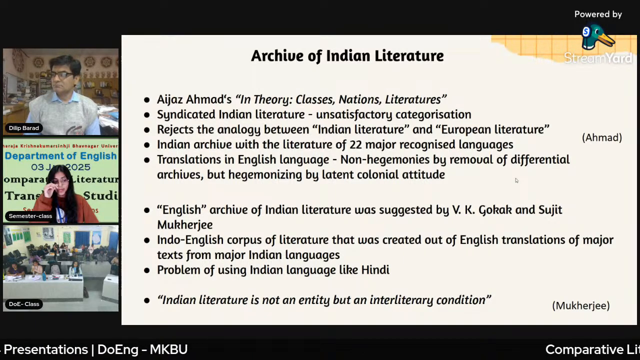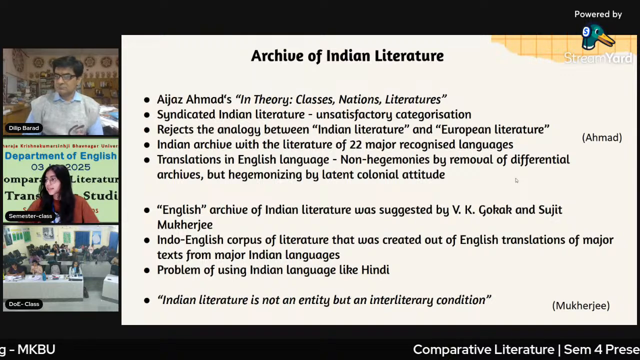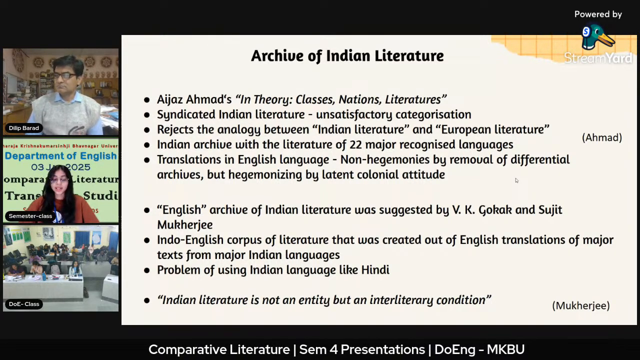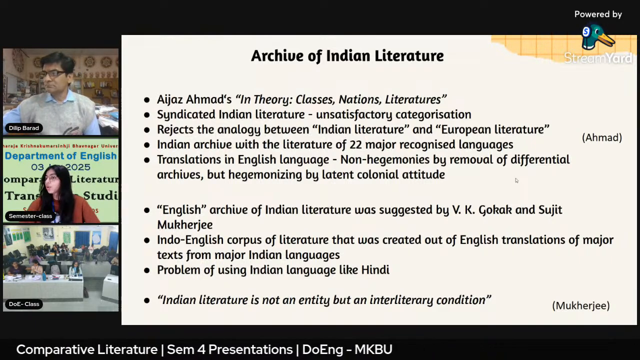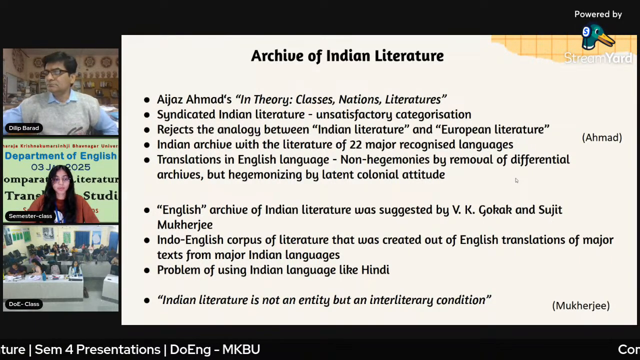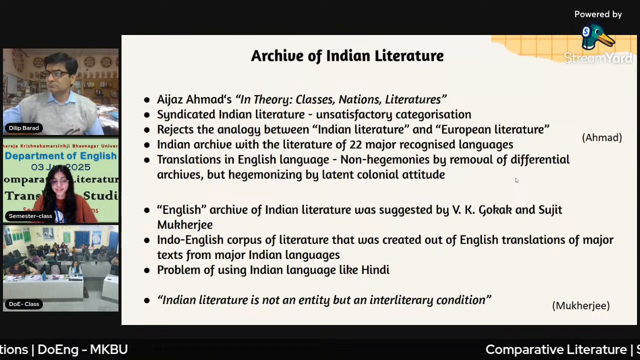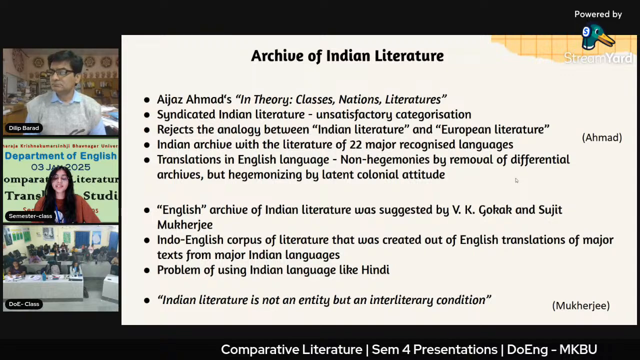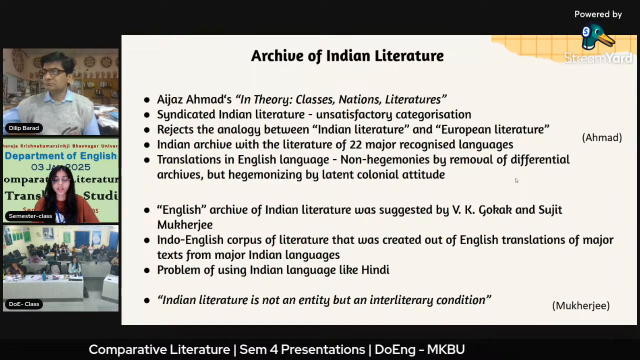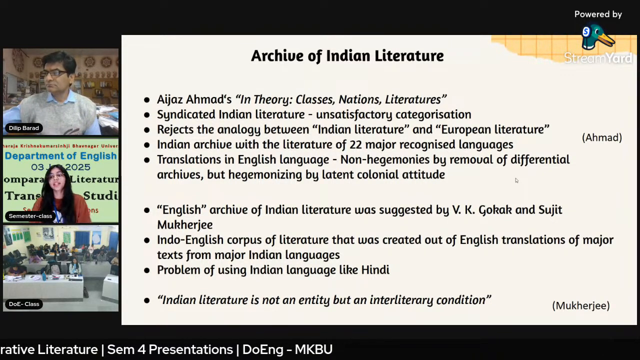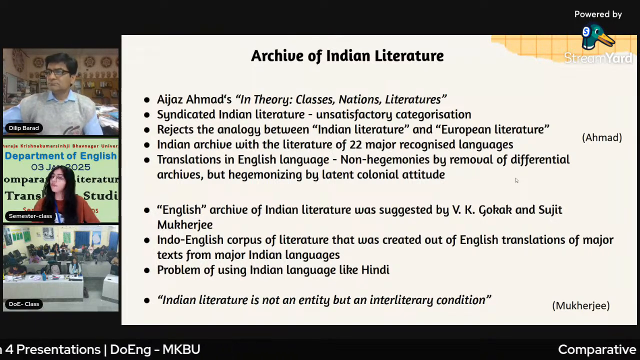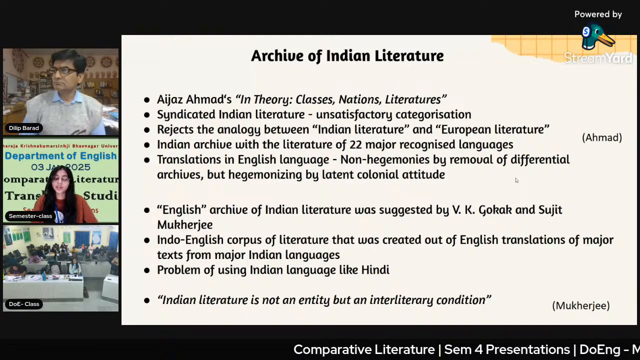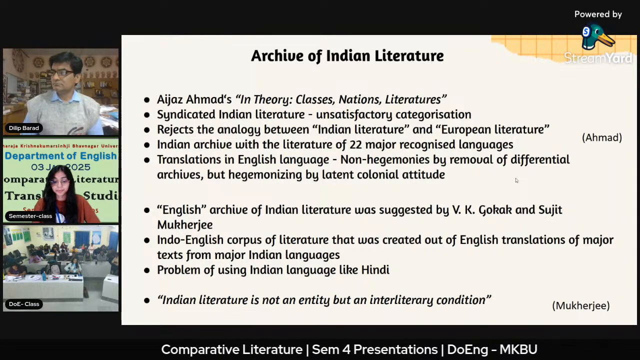Here also we see that Ahmad criticizes this idea as well, and he is not as opposed to the English language as, for example, Ngugi wa Thiong'o, who suggests that there should be a removal of the English department. Ahmad does not take that radical stance, but at the same time, there is this problem that if the translations are done in English, then it is okay, but let's say that the translations are done in Hindi. Then again, there is this problem of hegemonizing, that Hindi would emerge as a dominant language, and one way or the other languages will be crushed under it.